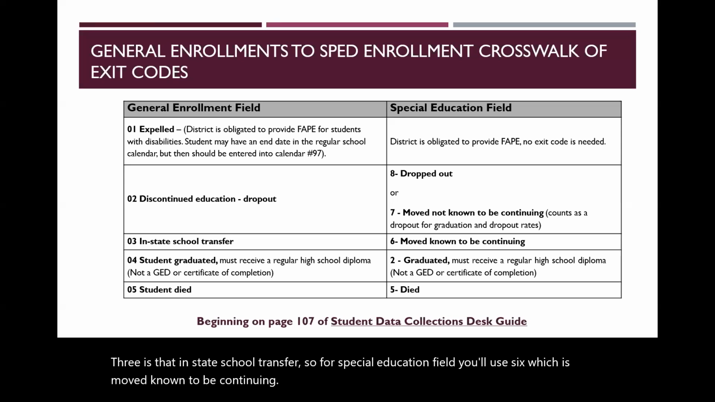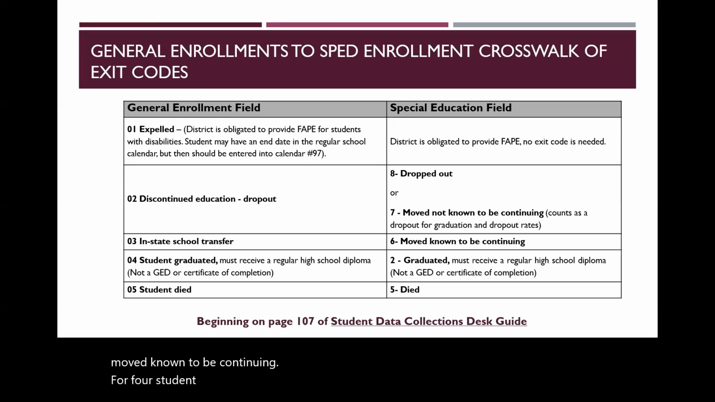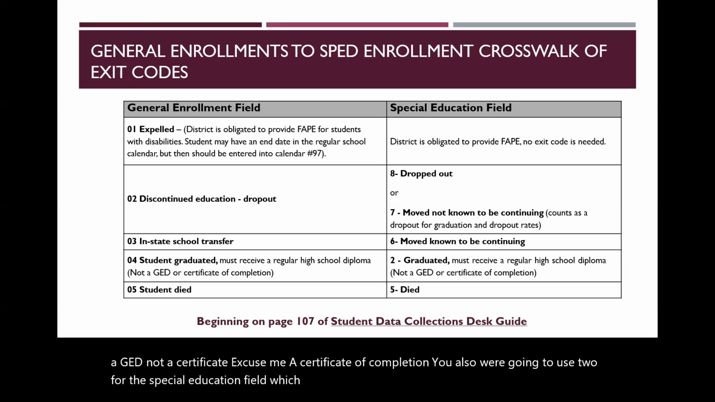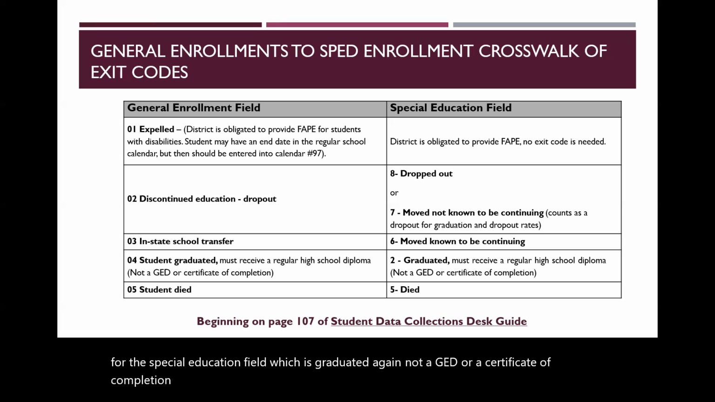For 4, student graduated. Now this is where they receive a regular high school diploma, not a GED, not a certificate of completion. You also are going to use 2 for the special education field, which is graduated. Again, not a GED or a certificate of completion, but receiving a regular high school diploma. And 5 is the same for both fields, and that is going to be student died.